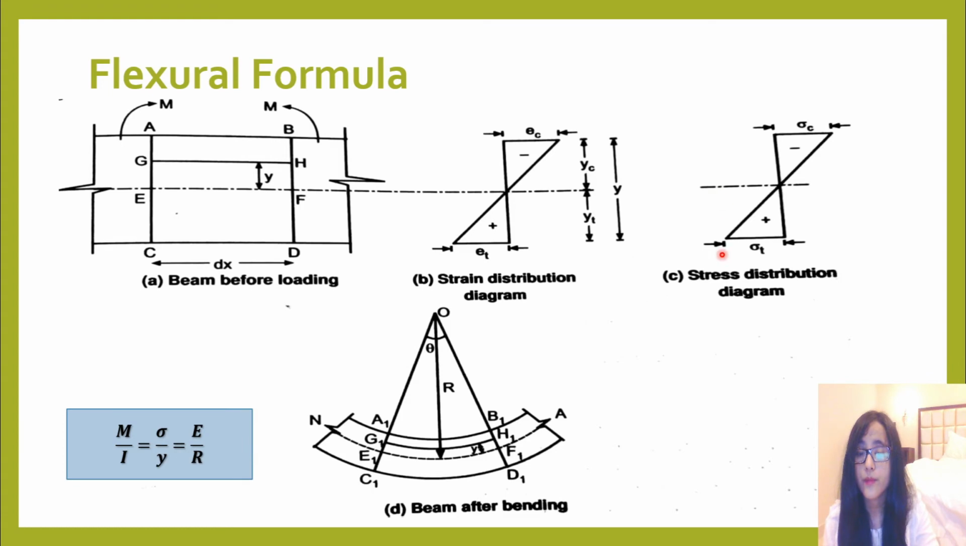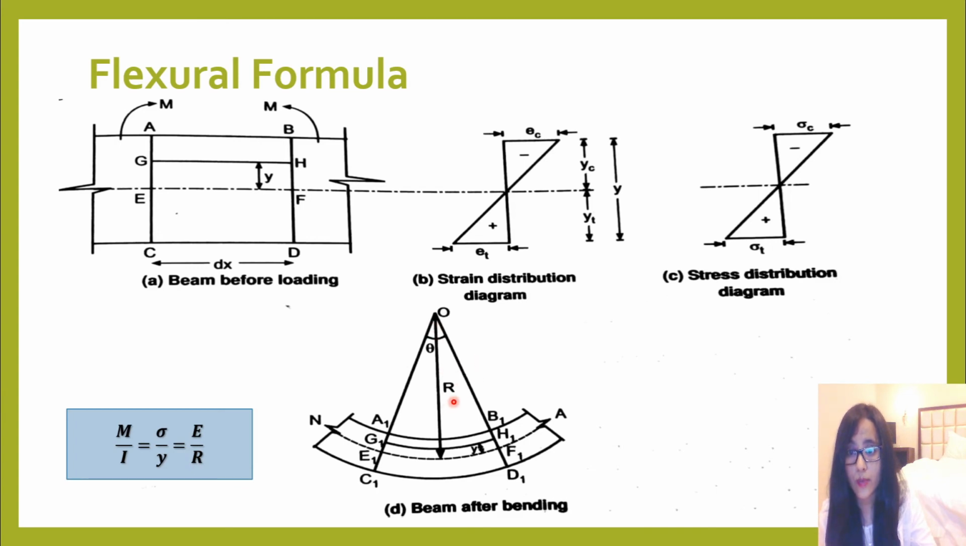So from here the flexural formula that you get is M by I equals sigma by y equals E by R. ये इसको हम flexural formula बोलते हैं. और जो यहाँ पर M है, this is the bending moment of the beam, and I is the moment of inertia of the beam, sigma is the stress, y is the distance from the neutral axis, E is the Young's modulus, R is the radius of curvature.